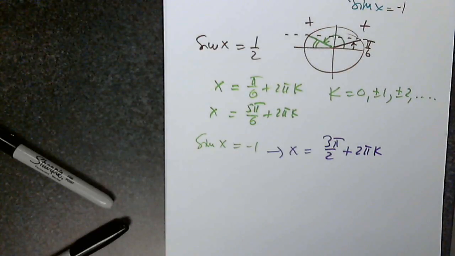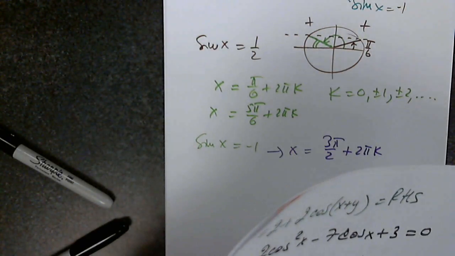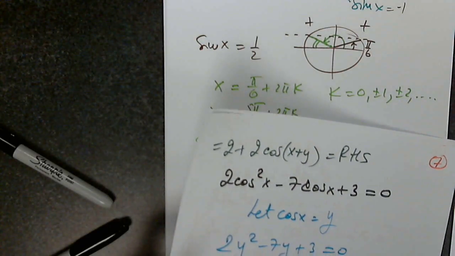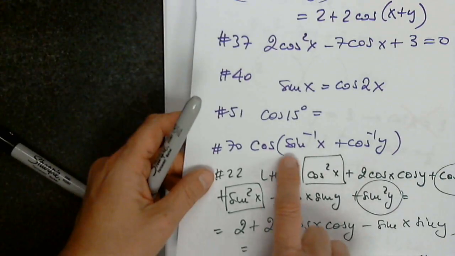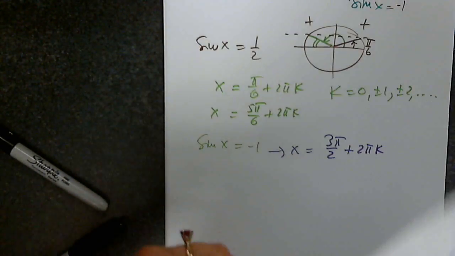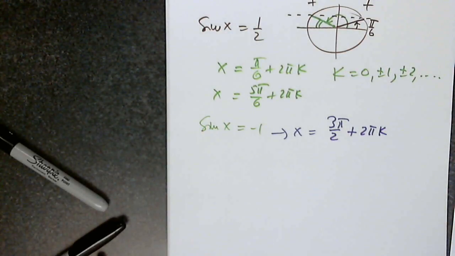Awesome. Okay, so now where are we? Cosine 15 degrees. We want to find cosine 15 degrees and then this problem. So 51 cosine 15. Using a formula that we know, an identity that we know.